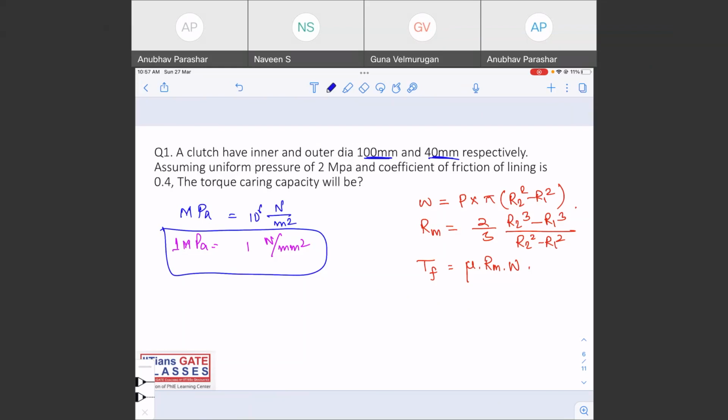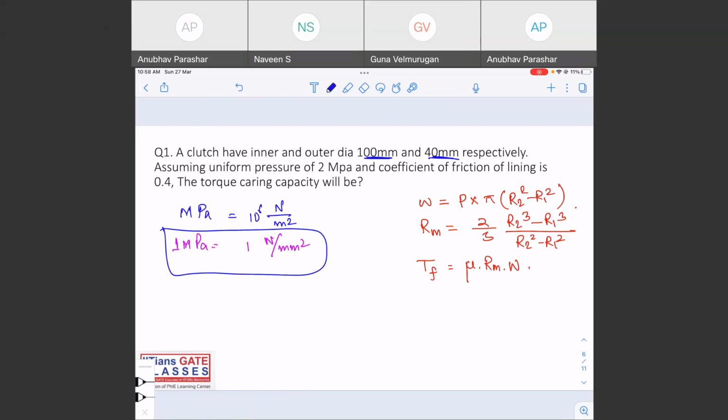So this is general advice, not just for machine design or for a particular subject. If you are aspiring to get into PSU, to crack GATE or any other PSU exams, or to clear this exam, you should always focus on the units. Focusing on the units will actually help you.